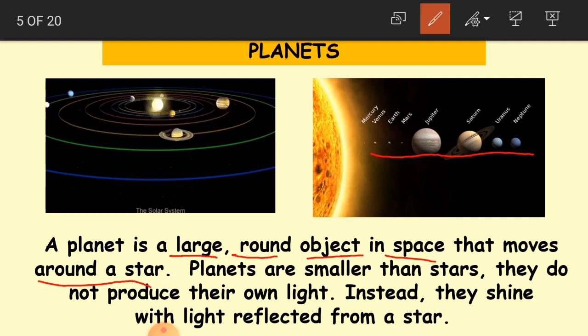It is round in shape. It is not square, it is not rectangle, it is not some other shape. Every planet, that is each and every planet, is round. So that is why we call it a planet. So a planet is a large round object in space that moves around a star. What is the star here? See here, the star in the center, nothing but our Sun.